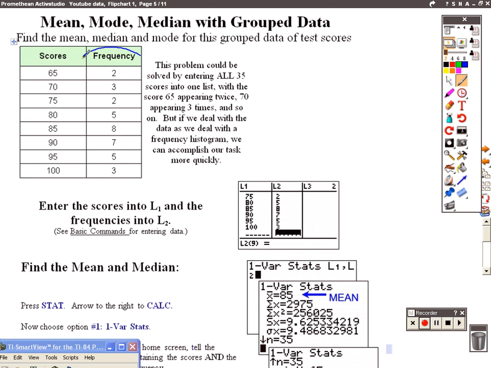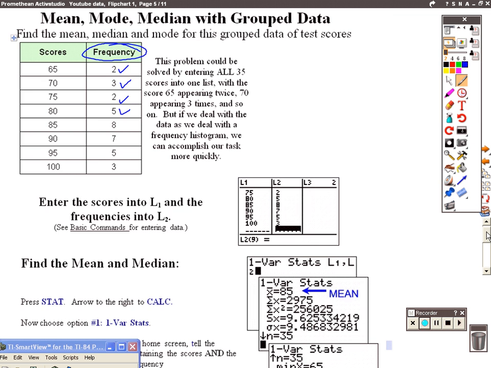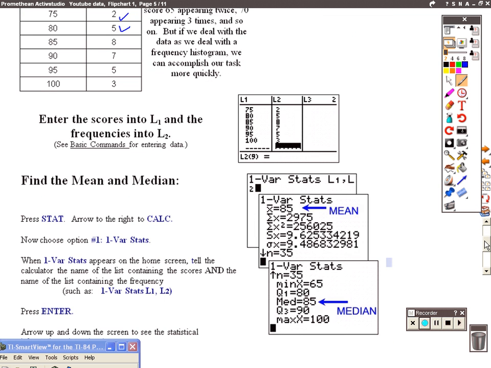Now this time in your table, you have a column that says the frequency, which means that the score of 65 occurred twice. There are 2 students who scored a 65, 3 students scored a 70, 2 students scored a 75, 5 students scored an 80, etc. Now we could put the data into the calculator, and we could put 65 in twice, and we could put 70 in 3 times and 75 in twice. Or we can use two lists because it is a frequency chart. Again, it tells how often the data occurs.